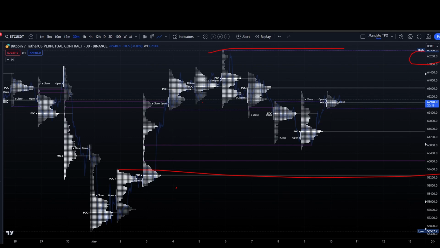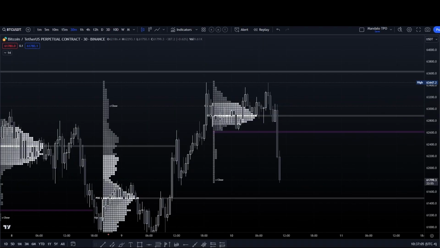Why we look to identify poor highs and poor lows is they can provide targets to trade towards, as highs or lows of a session are a common area for traders to place stop losses.